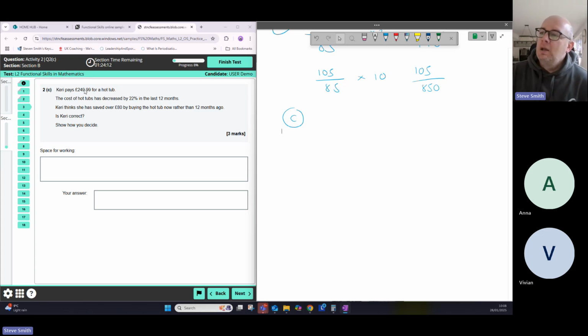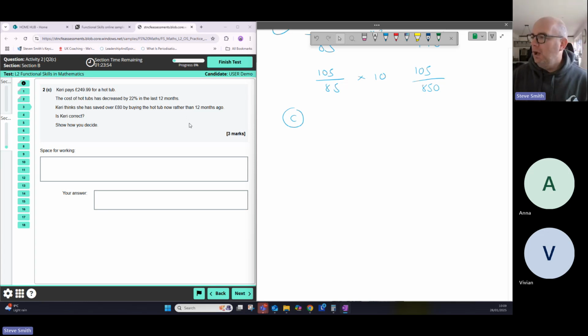Kerry pays £249.99 for a hot tub. The cost of the hot tub has decreased by 22% in the last 12 months. Kerry thinks she has saved over £80 by buying the hot tub now rather than 12 months ago.